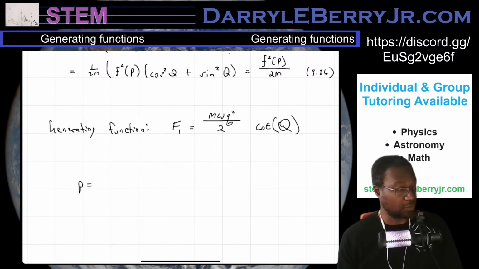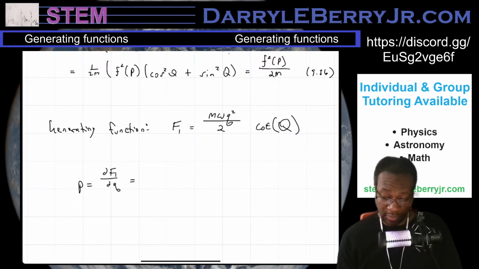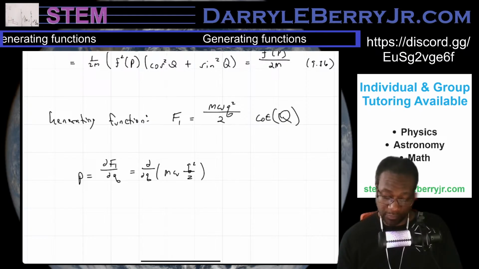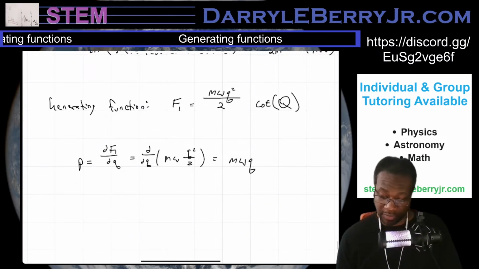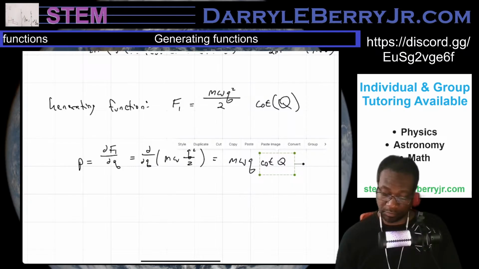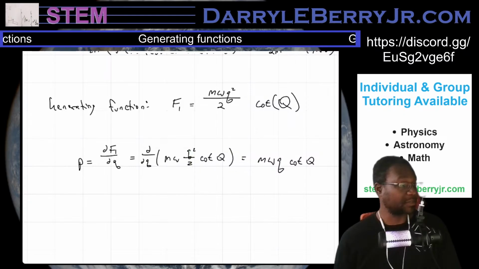p equals partial F1 over partial q, which equals partial q of m omega q squared over 2 cotangent q, which equals m omega q. Got my cotangent q here.